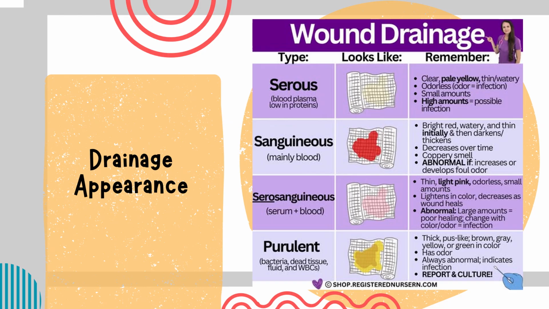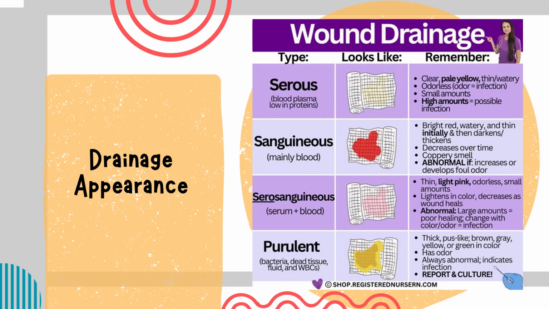It has broken down the 4 different types. First you have serous. That is blood plasma, low in proteins. So that's going to look pretty clear, pale yellow, maybe thin, watery. It should be odorless. If there is for some reason an odor with this, then we're thinking an infection. Typically, a serous drainage is going to be small amounts. If there are high amounts, then we're looking at maybe this is an infection. So again, if there's odor present at any time or high amounts of drainage, we're looking at a possibility of infection.